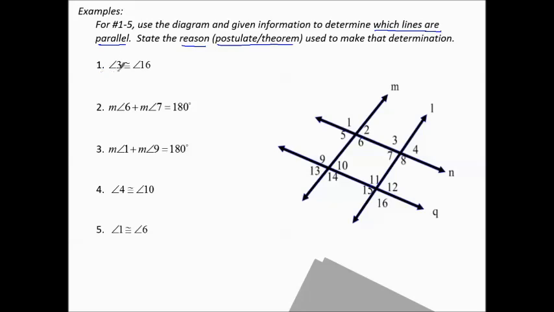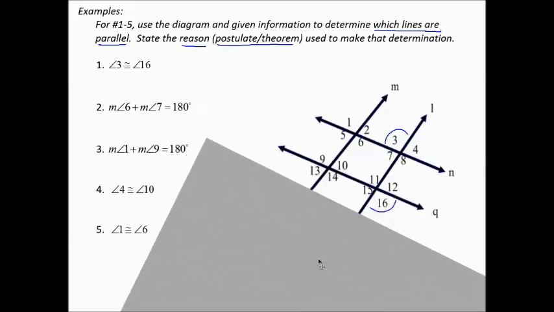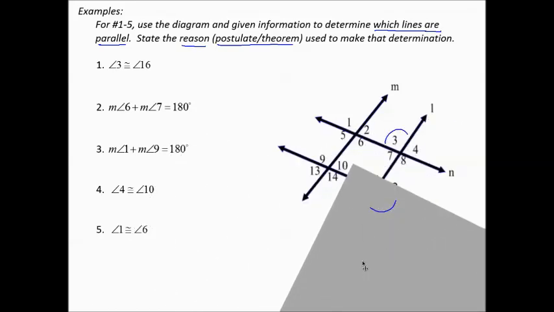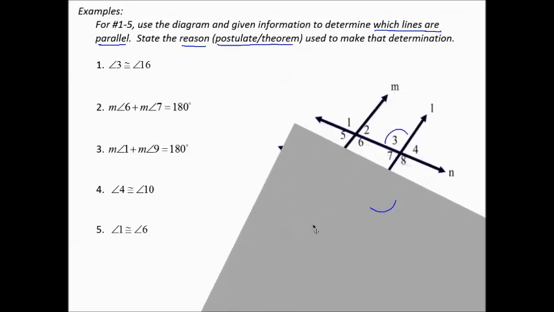Number 1, angle 3 is congruent to angle 16. Let's go find in the picture angle 3 and angle 16 and mark them with the angle marks. Now, this picture is very busy, so it might be helpful to grab a piece of paper or something to cover up part of the picture that we don't need. If I cover up line Q, I've covered up angle 16, so that's not a good one to cover up. If I cover up line L, I cover up both angles, so again, not a good one to cover up.